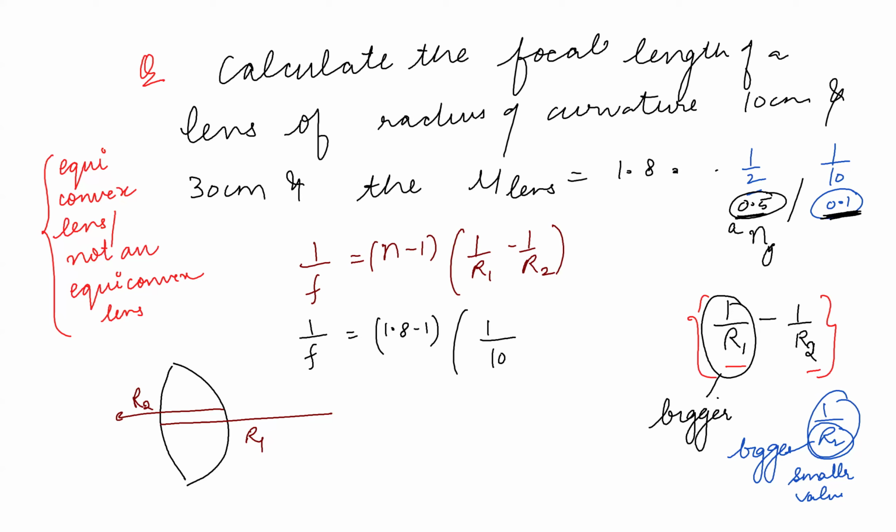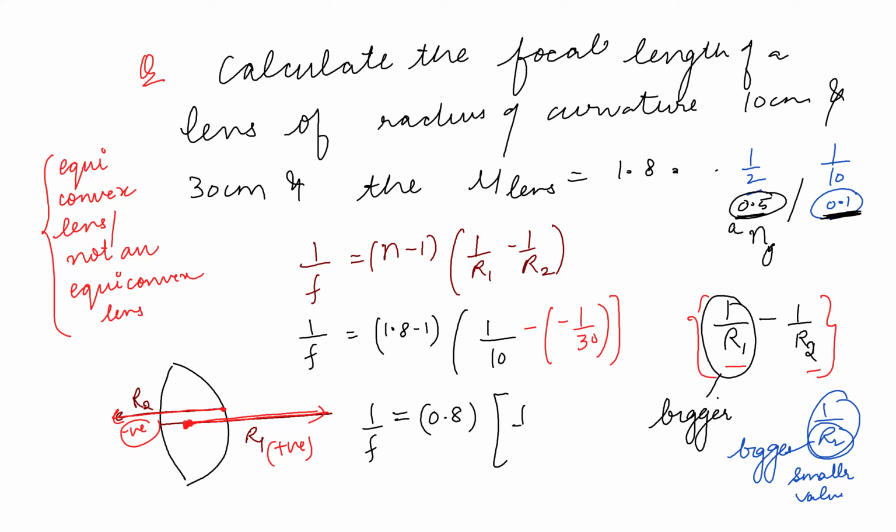So I'm going to put 1 by R1 minus of minus 1 by 30, because one is towards the right we are measuring. So the direction matters here. Towards the right is always taken to be positive, towards the left is always taken to be negative. Oh, I forgot to do that. So it's 1 by 10 plus 1 by 30.